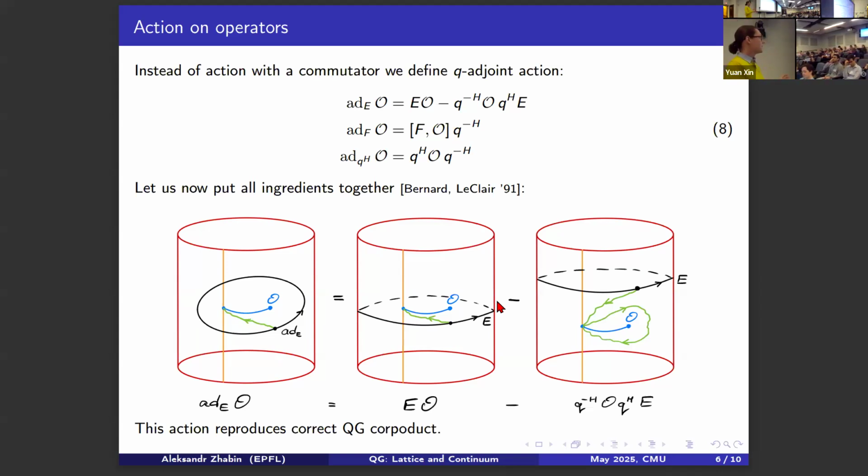And then we deform this contour to get to the Lorentzian picture. And if one carefully does it, one gets exactly this formula for the adjoint action of the symmetry. And importantly, this action also reproduces the correct quantum group coproduct. What I mean by this is one has to act on two operators inside this contour, and one would get a correct quantum group coproduct.